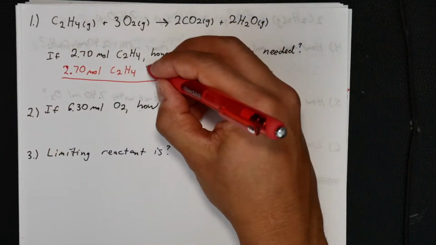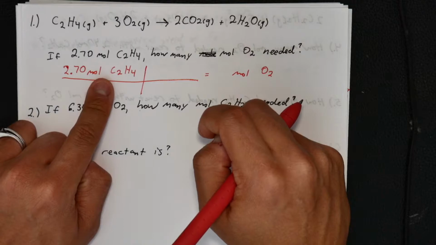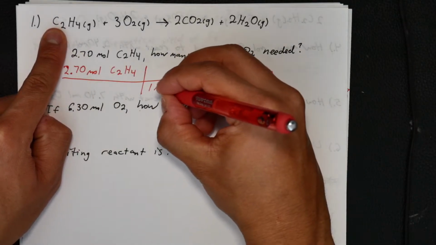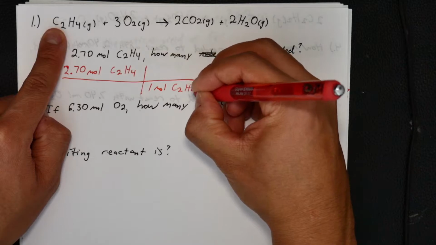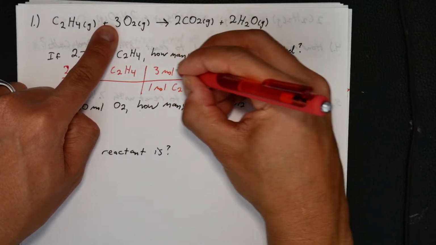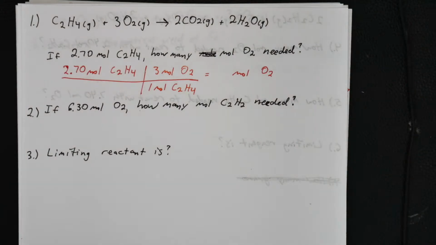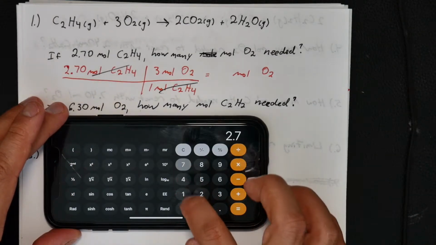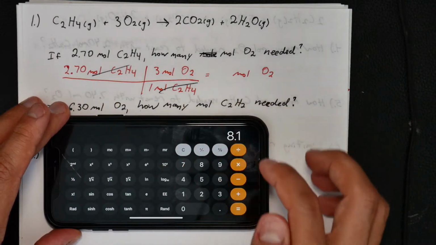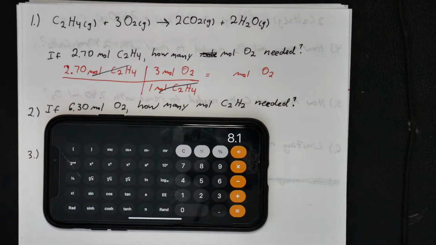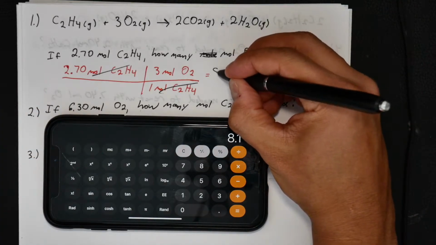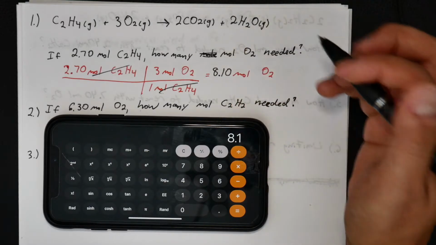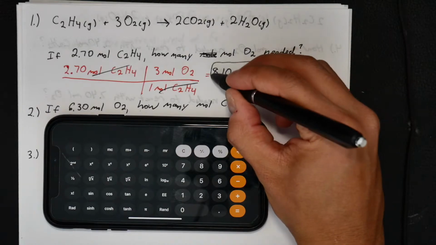So I'm going to set up my conversion table like this. Since I'm starting with moles of C2H4, 1 mole of C2H4 will be written on the bottom of my fraction. 3 moles of O2 will be written on the top of my fraction. That way, moles of C2H4 cancel with each other. And we're basically just going to take 2.70 and multiply that by 3. So 2.70 times 3, and I get 8.1. And it does say, I think, to round to 3 significant figures. So we'll just say 8.10 moles of O2.